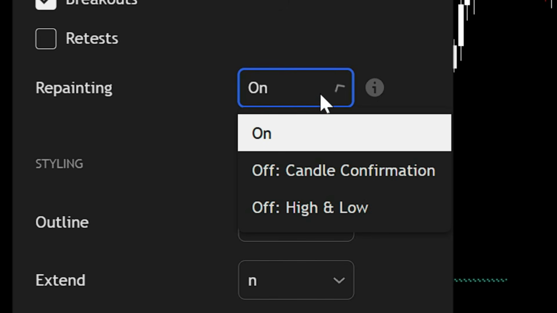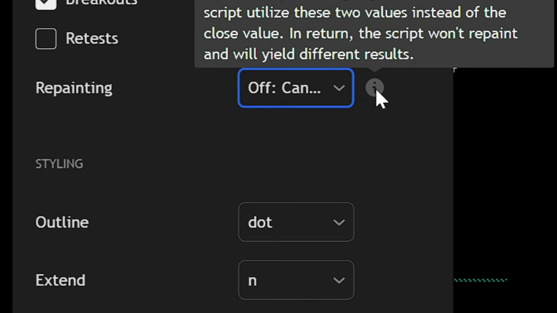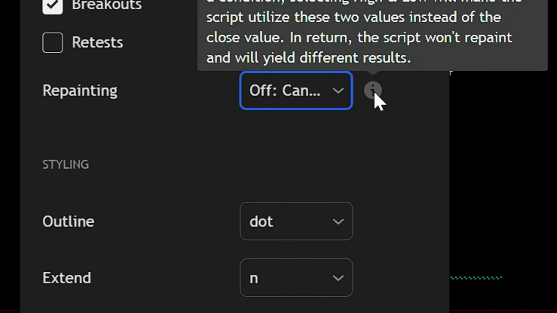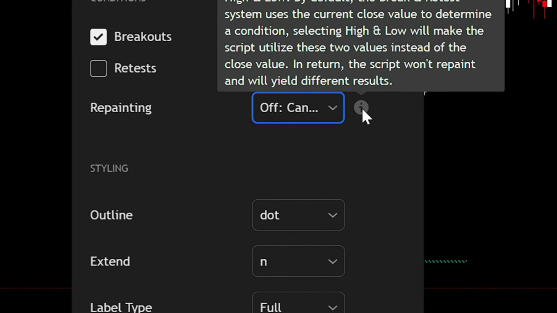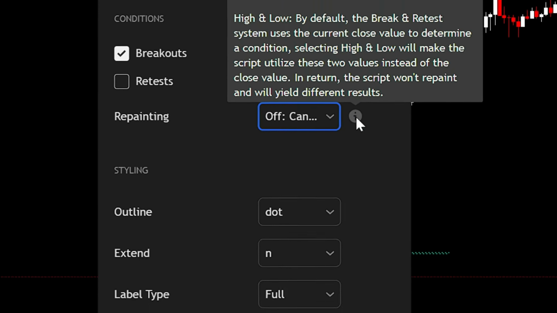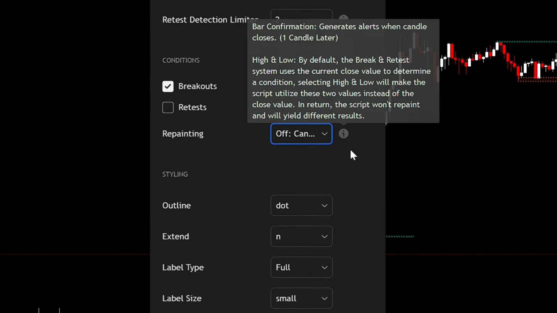The confirmation setting is another key adjustment. Set the repainting option to off candle confirmation. Why? This prevents the indicator from repainting. Repainting is when the indicator changes past signals after the fact, which can make a breakout look perfect in hindsight but wasn't actually valid in real time.